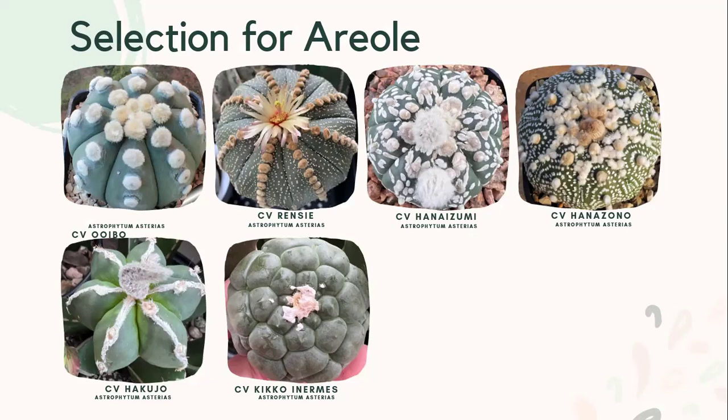So this is the Hakujo cultivar, where the areoles look connected because there are white patches.